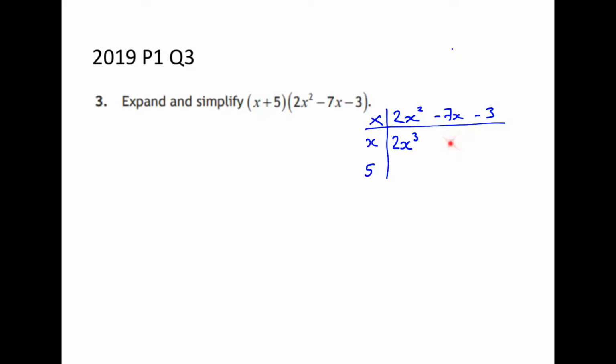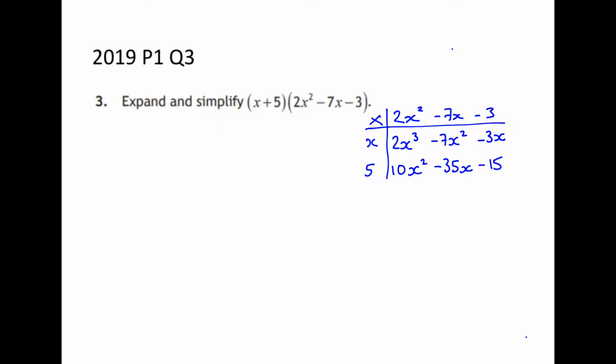Then we've got negative 7x times a positive x. That's going to be negative 7x squared. Then we've got negative 3 times positive x. So that'll give us minus 3x. In this space, we've got 2x squared times 5. So that'll give us 10x squared. In this space, we've got negative 7x times 5. So that's negative 35x. And then in the last space, we've got negative 3 times 5.